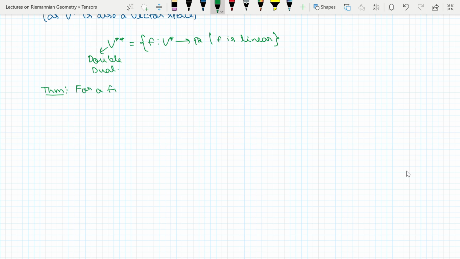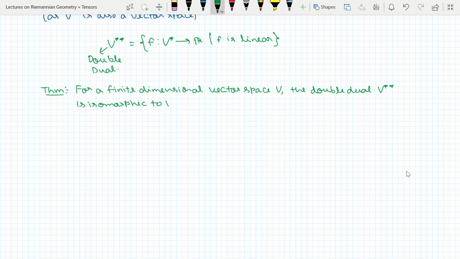So what is this theorem? The theorem is that for a finite dimensional vector space V, the double dual, that is V double star, is isomorphic to V. Okay, the proof is quite simple, so have a look at it.